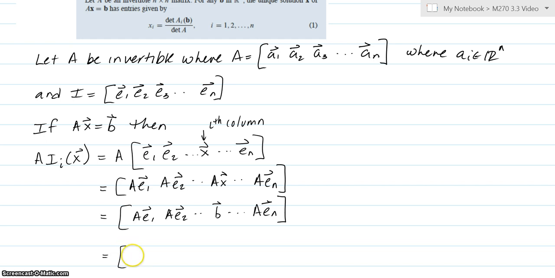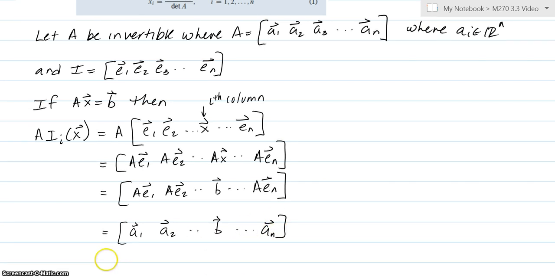That's going to be our first column, right? Because you take all of A and you multiply it by 1 with a bunch of zeros. It's just going to give you that first column. And so this one's going to give you a2, and this one's going to give you an. And by definition, that is just A sub i of b.